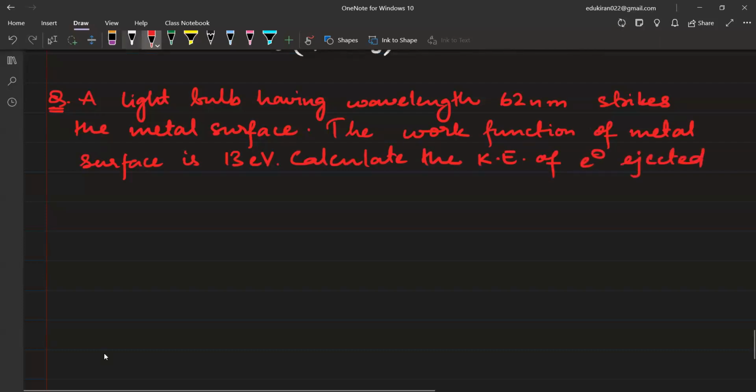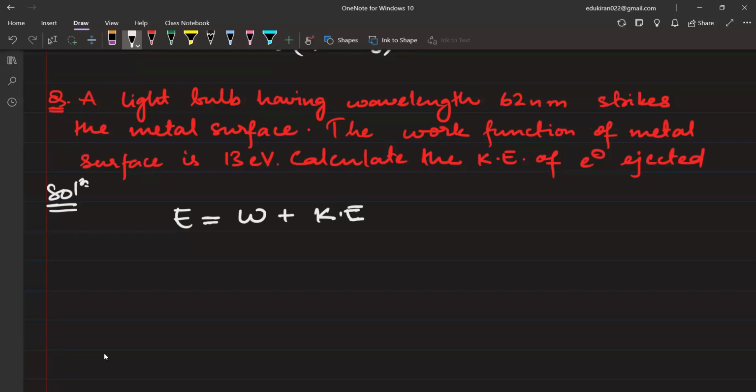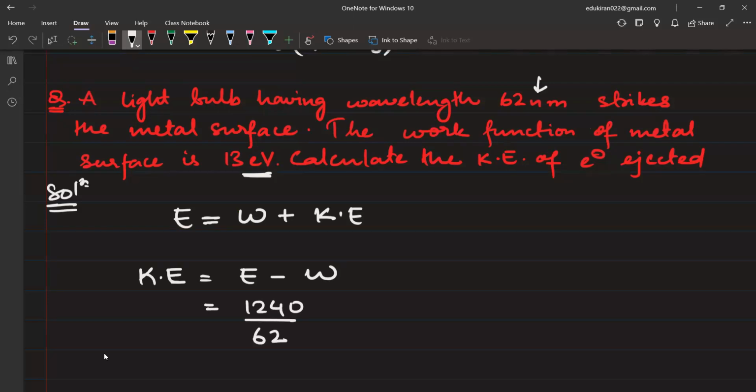Okay, so energy is equal to the work function plus kinetic energy. They have given us directly the work function, right? So we will directly use that, okay? So kinetic energy will be equal to E minus the work function. So E will be equal to what? Since it is given in nanometers and the energy we want in electron volts, I can write 1240 divided by 62. This will give me the energy in electron volts, minus the work function, which is 13.